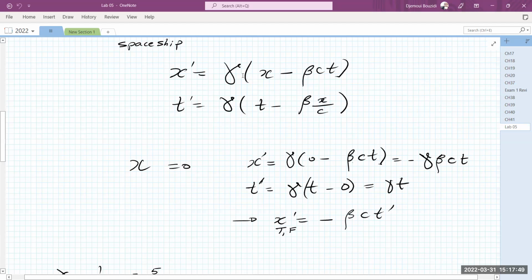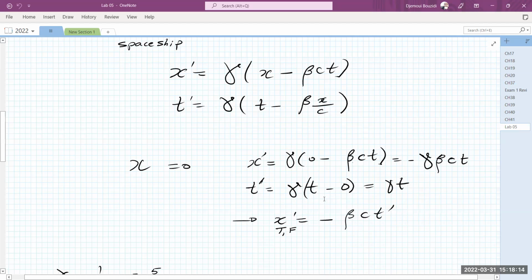So all I have to do is take the Lorentz transformation, gamma times x minus beta ct, and put x equal to 0. Okay, so this is the equation for the front of the station, but in terms of the time, not the time of my frame, not the time of the spaceship, in terms of the time of the station. The time in the station and the time in the spaceship are also governed by the same Lorentz transformations.